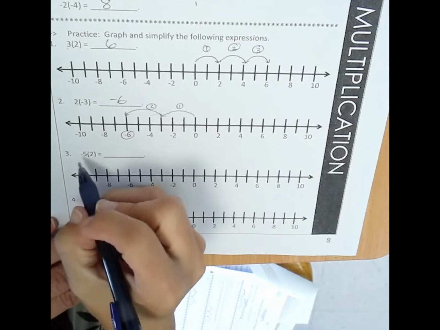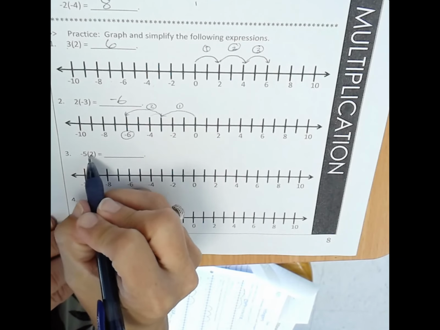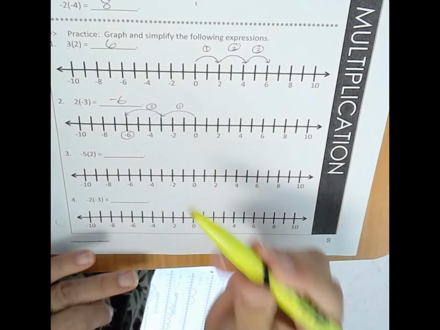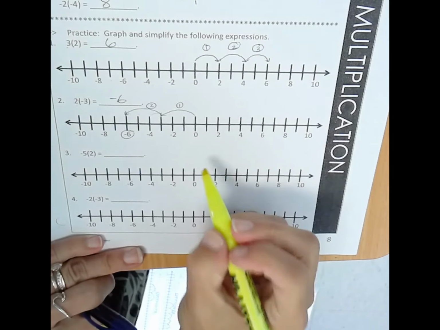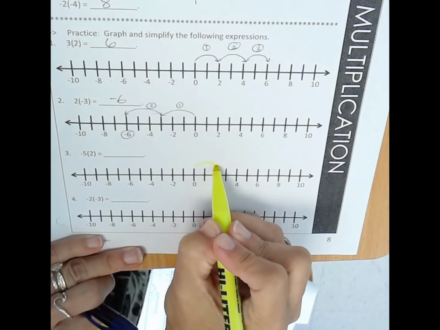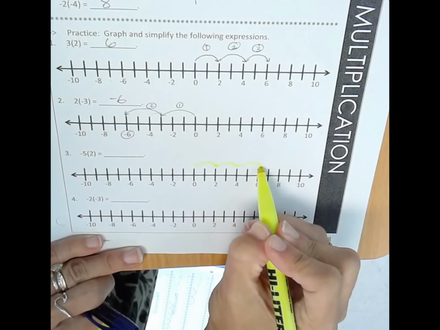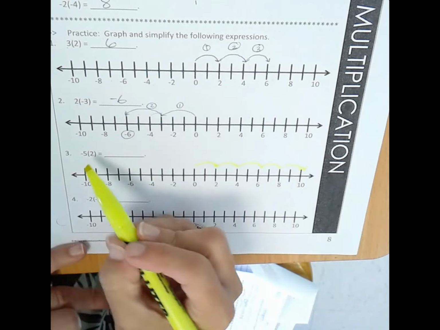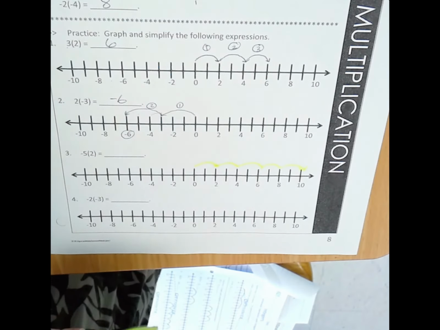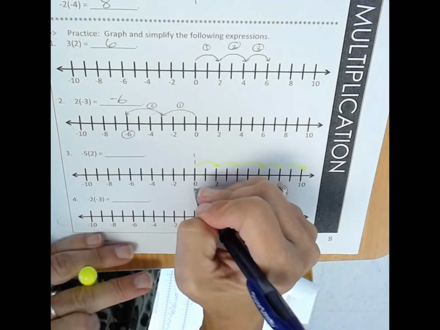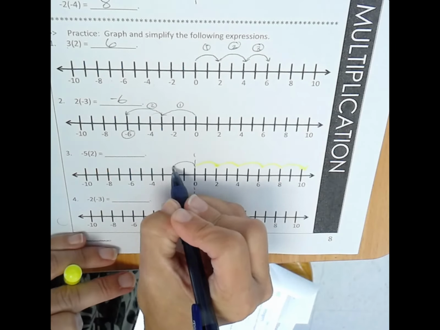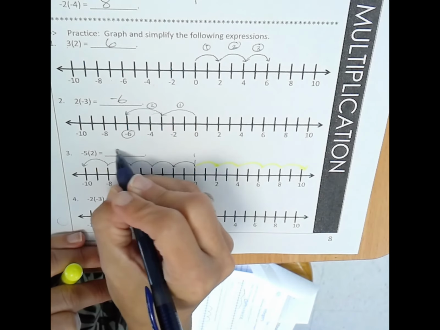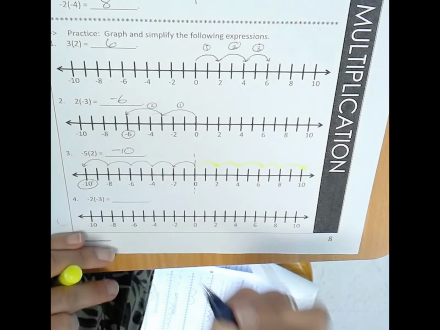Okay, number 3, the opposite of 5 groups of 2. So I'm going to use my highlighter here to do 5 groups of 2 this way. 1, 2, 3, 4, 5. You know what 5 groups of 2 is, that's 10, but I want the opposite of that. So imagine folding that in half. We'd be going this way. 1, 2, 3, 4, 5. So that equals negative 10.